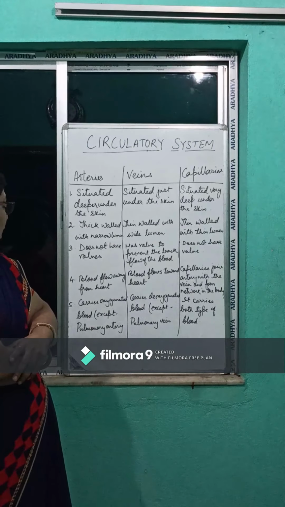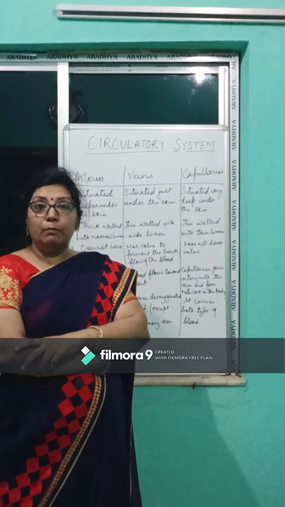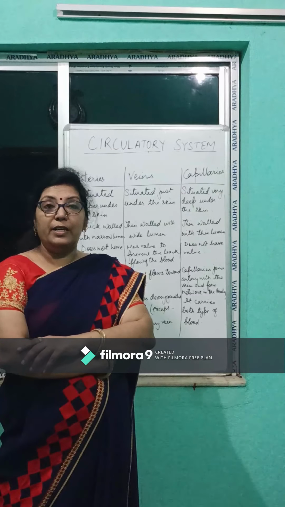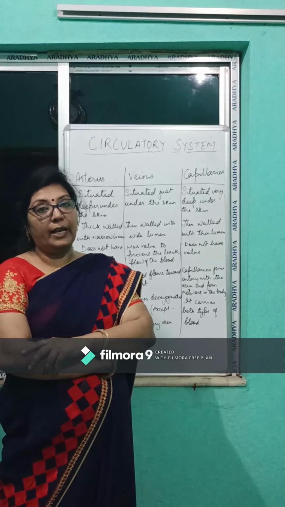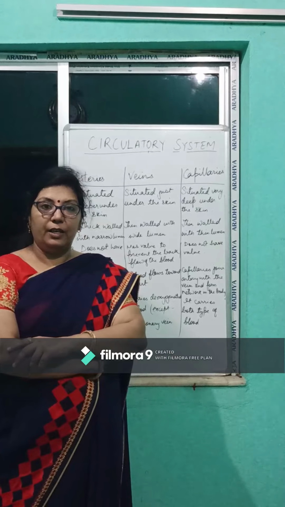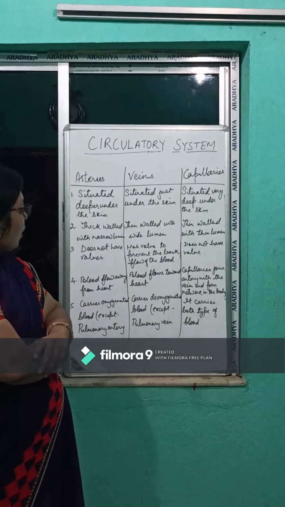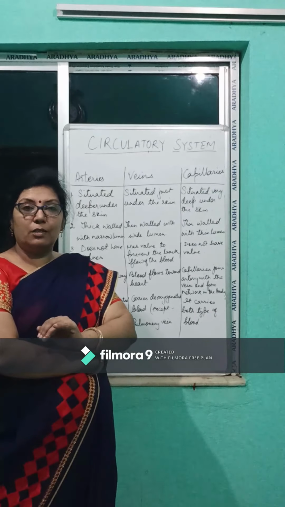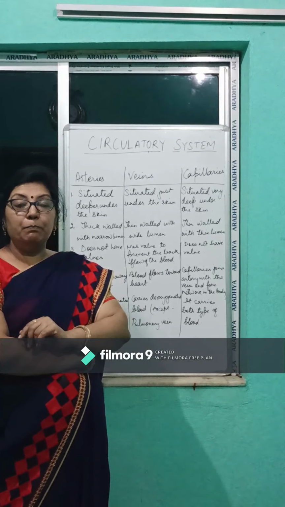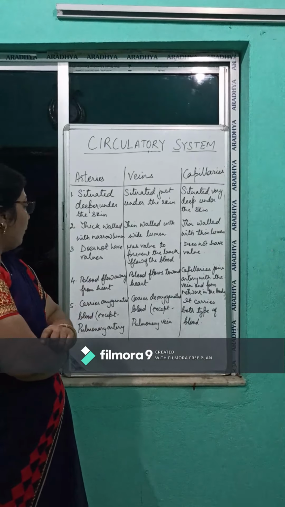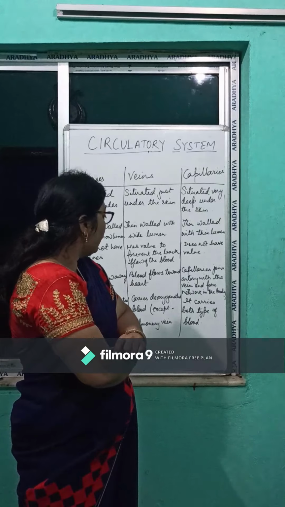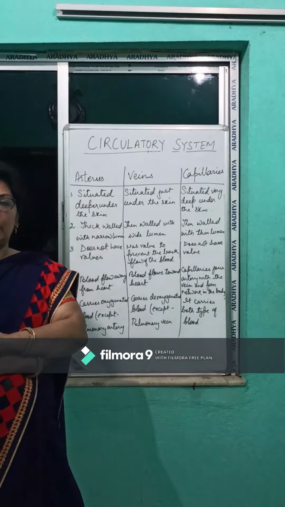Lastly, arteries carry oxygenated blood. All arteries carry oxygenated blood except the pulmonary artery. Similarly, all veins carry deoxygenated blood except the pulmonary vein. Whereas capillaries carry both types of blood.